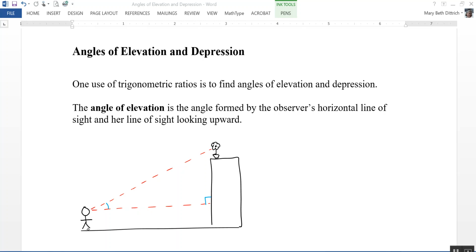So here's a person standing on the ground, and she is looking up at this flower on top of a building. So the angle of elevation is the angle that's formed by her horizontal line of sight looking at the building, and then her line of sight looking up towards the flower on the top of the building. So it's this angle right here marked in blue.